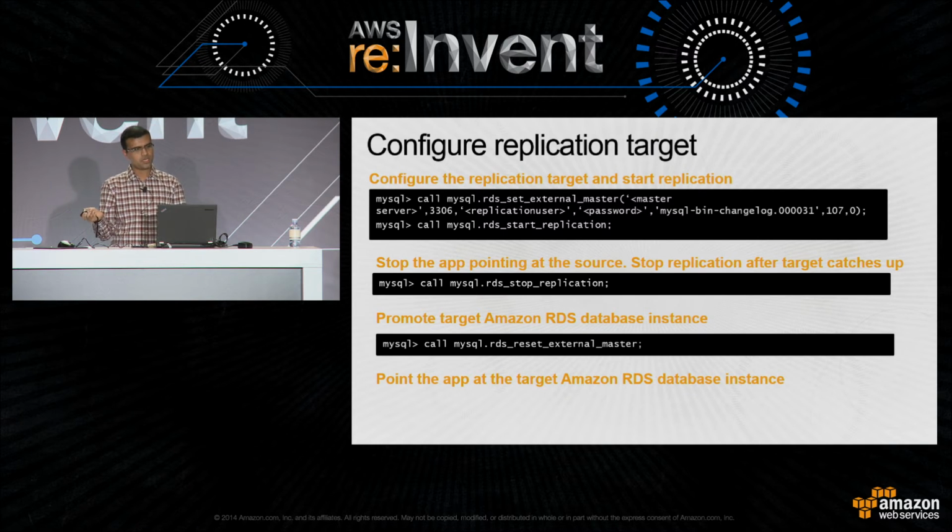And after that's done, you'll want to wait for your RDS instance to catch up. However, you will want to stop your application at some point so that you can catch up the residual transactions as well. And after the residual transactions are caught up, you can stop replication and then promote your RDS instance as a master by calling another RDS stored procedure. And after that is done, you can point your app to the RDS instance.